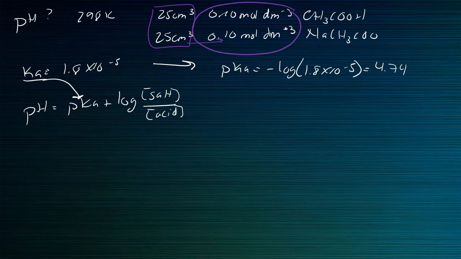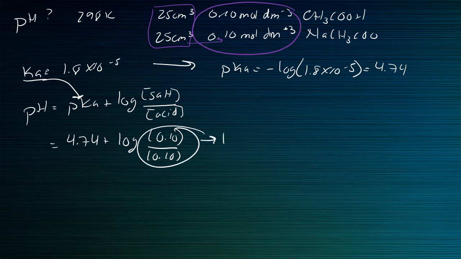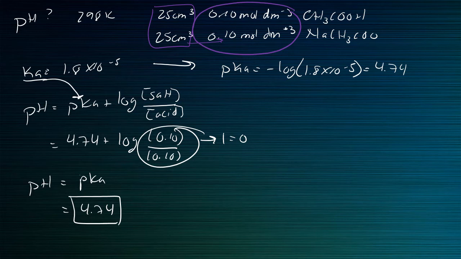So let's plug in our information. So pH equals 4.74 plus the log of a concentration 0.10 over concentration of 0.10. This equals 1. If you take the log of the same value, or the log of 1, that's going to give you a 0. So that means your pH equals your pKa, which means it is 4.74. That is a beautifully easy calculation.